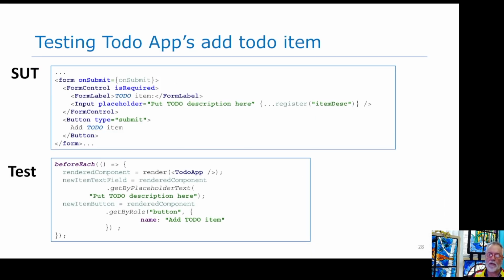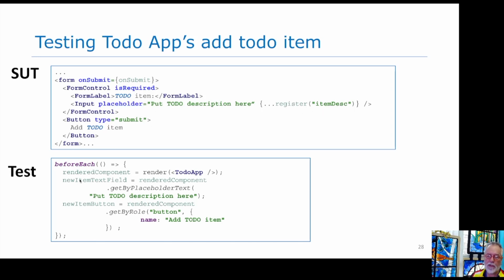So the system under test is this form. On submit, call onSubmit, and then I have this form control, which is the to-do item. There's my label. There's my input placeholder, "put to-do description here." And then I register that, and so on.